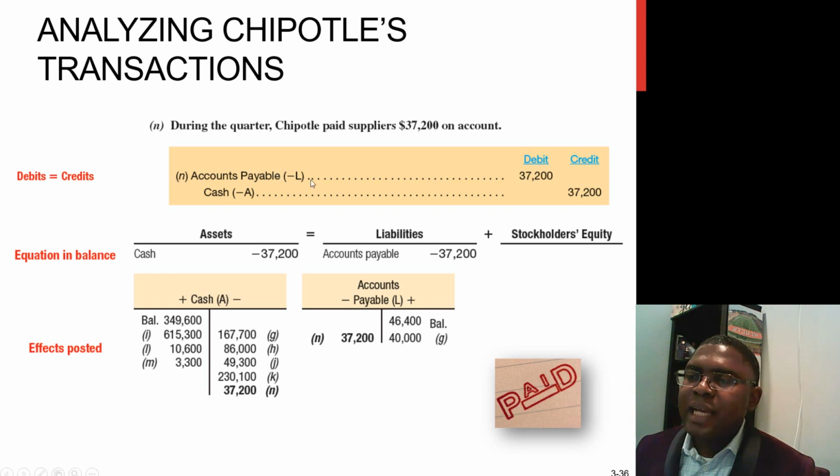So we recognize a liability that is reducing. Accounts payable is a liability. Liability is reducing. It takes a debit balance. Cash is an asset. Cash is reducing because they are paying off their liability with cash. So it is going to take a credit balance. Then we ensure that the balance sheet equation balances, and we post this to their respective T accounts.